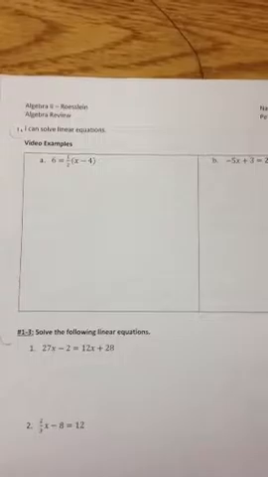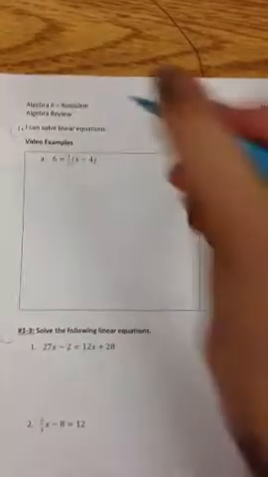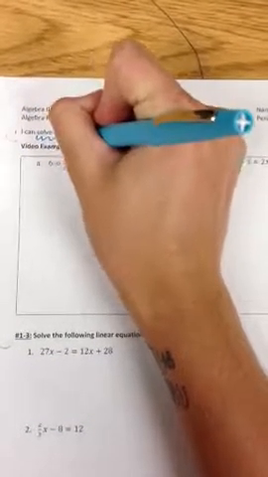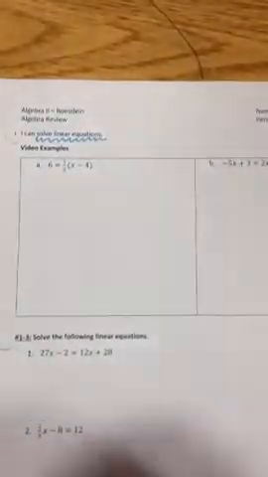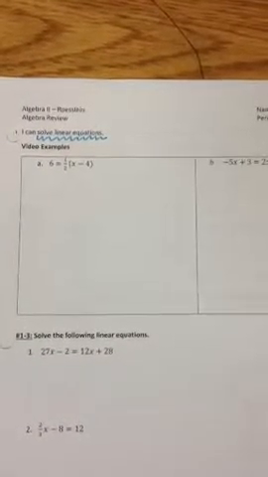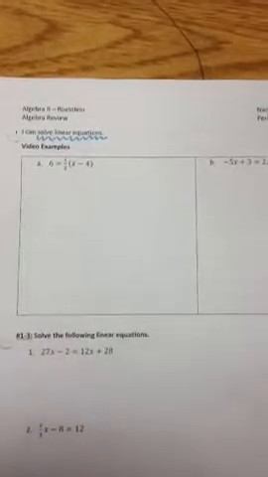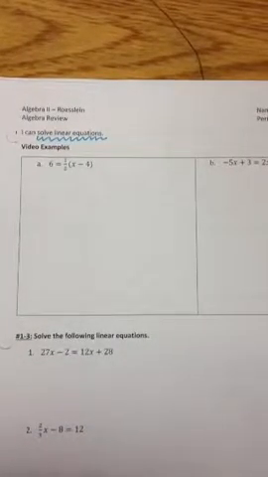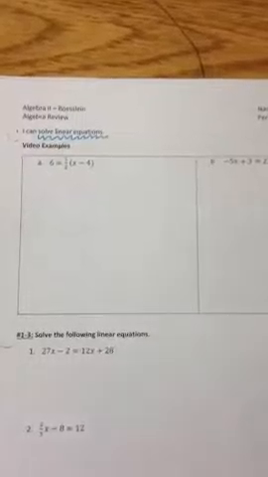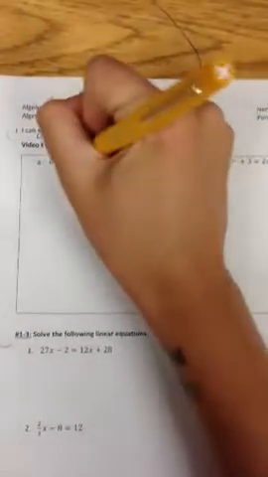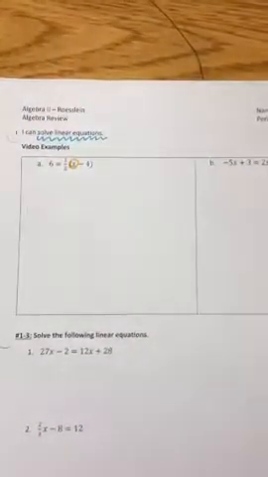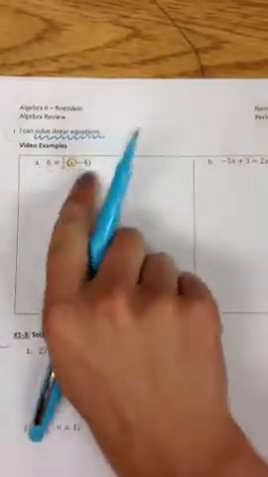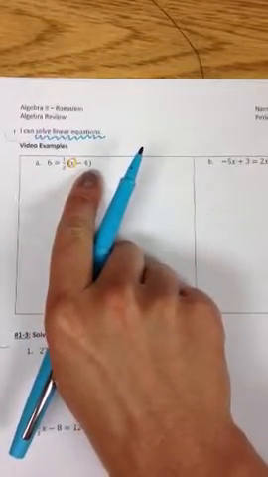In this video, we are going to be solving linear equations. So a little refresher, back to your algebra days. If we look at example A, 6 equals 1/2 times the quantity of x minus 4. Here we're going to be solving for x, and I want to know, what does x have to equal so that this equation is true?